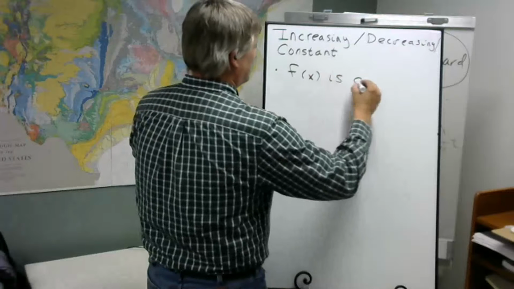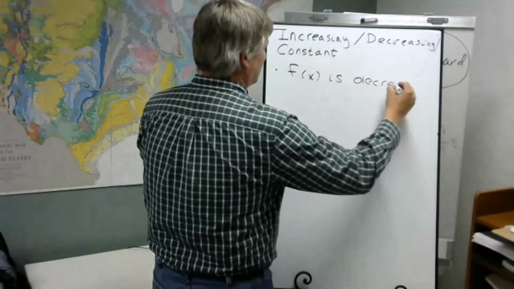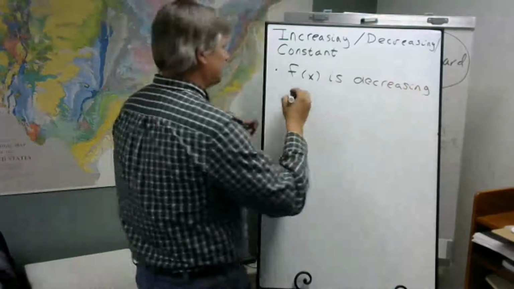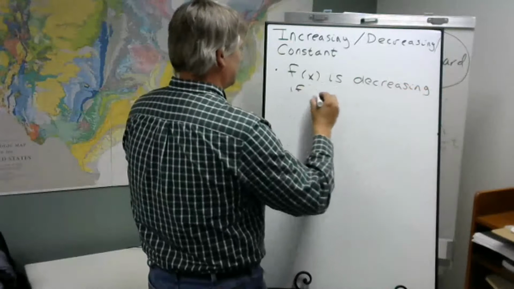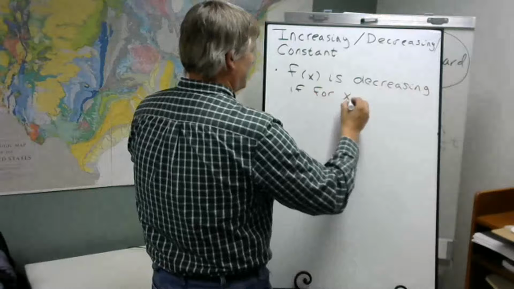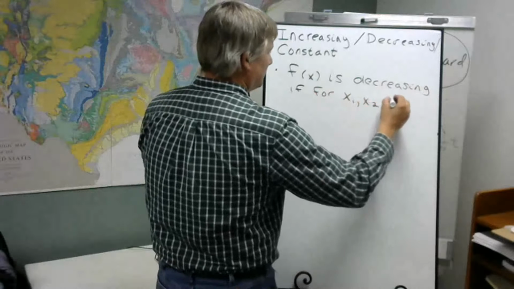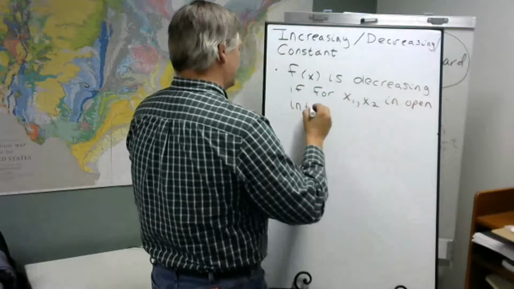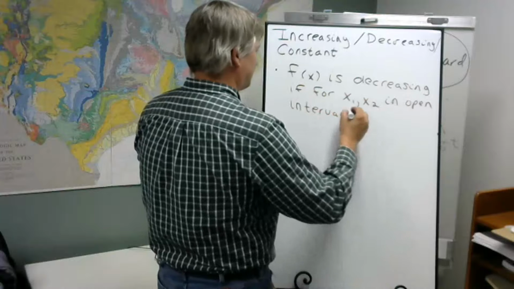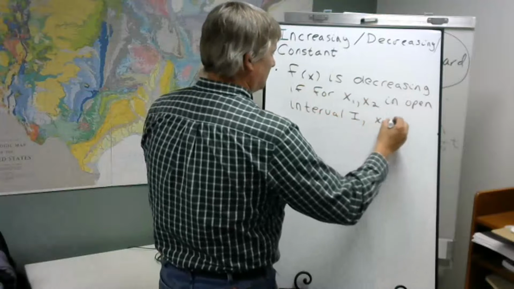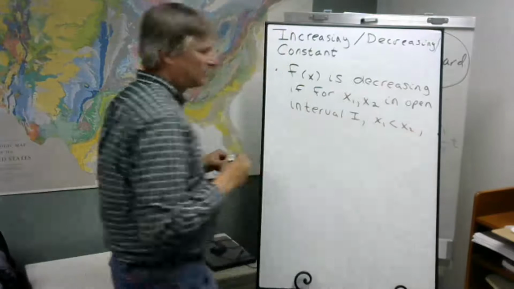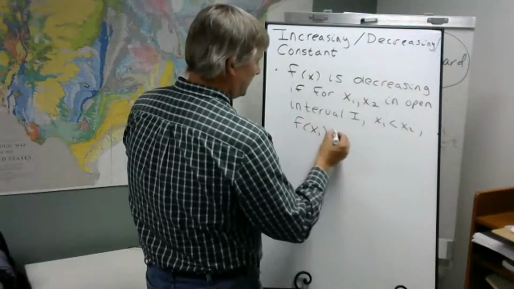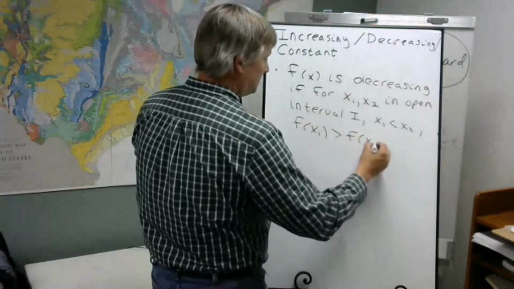f of x is decreasing if x1, x2 in open interval I, x1 is less than x2, what we'll get is f of x1 is greater than f of x2.